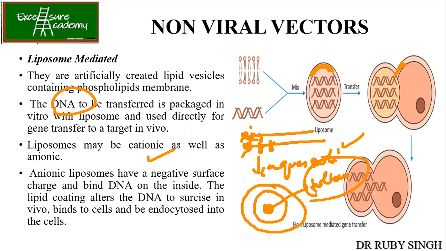They can be cationic as well as anionic, depending on the charges they are using. So anionic liposomes have got a negative surface charge and bind to the DNA on the inside. Of course, why inside? Because DNA itself has got a negative charge because of the phosphate backbone, right? So they need to alter the structure of the DNA in such a way that it does not get repelled by the formation of the liposome.